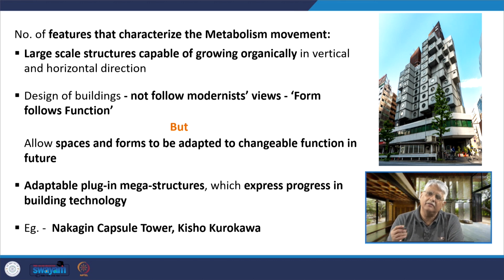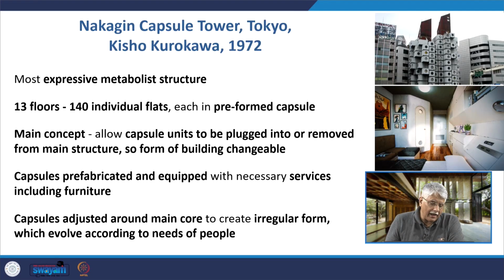So, we have the Nakagin Capsule Tower by Kisho Kurokawa, where the capsules can be added or removed based on changing needs. The Nakagin Capsule Tower is the most expressive of the metabolist structures that came up, having 13 floors and 140 individual flats. Each flat was a pre-formed capsule that was manufactured, shipped on site and then assembled. The main concept allowed the capsule units to be plugged into or removed from the main structure, so the form of the building was changeable. This was the concept. It practically did not happen.